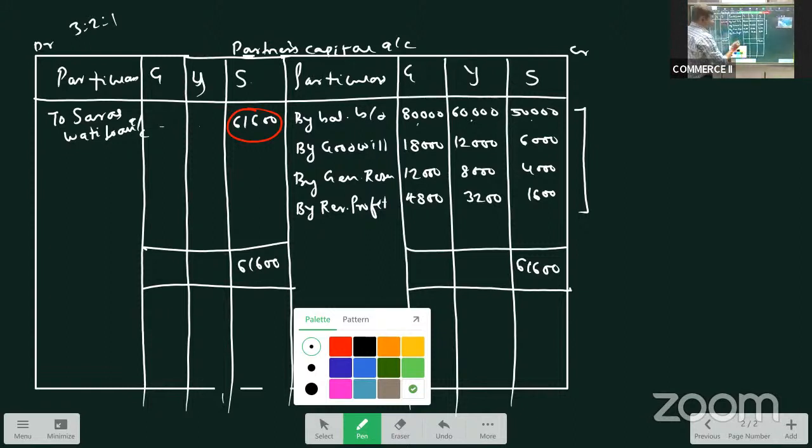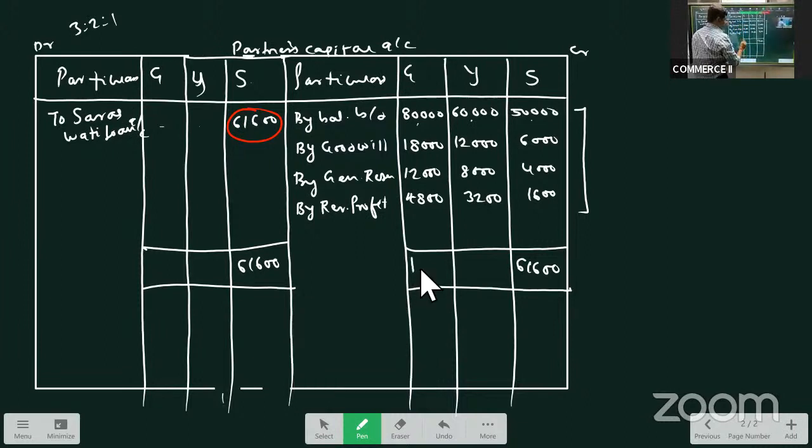And then what about the other partners? Close it. 1,14,800. This is the total. Then 83,200. This is it. So to balance carried down, 1,14,800 and 83,200.